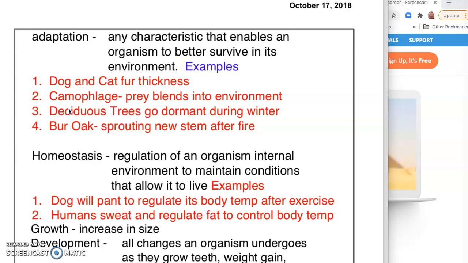So for myself, I am a diabetic, so I have difficulty regulating my blood sugar in my system. So I have to take insulin because my pancreas doesn't work as well as it should. That's one example. A dog will pant to regulate its body temperature. Humans will sweat to regulate their body temperature.